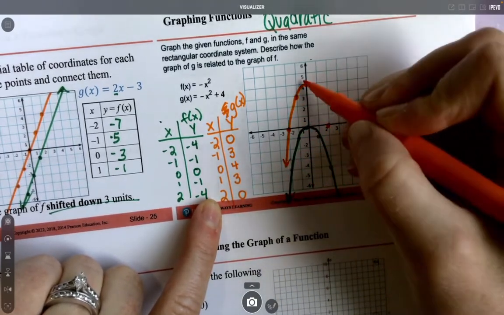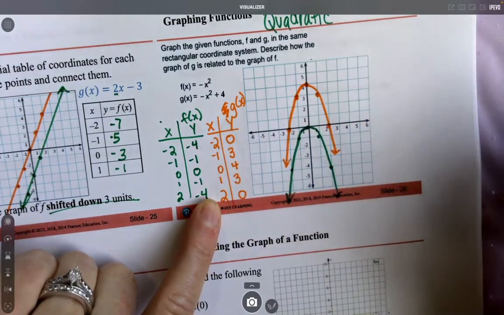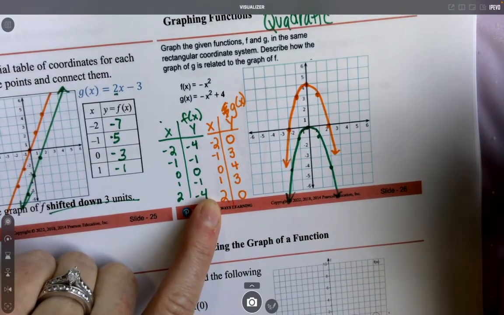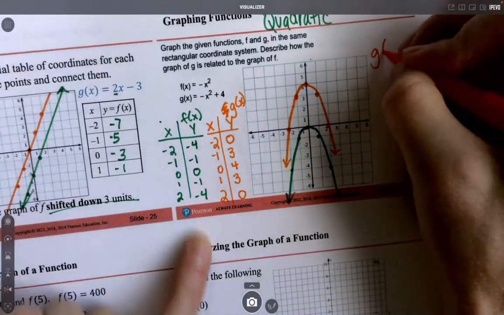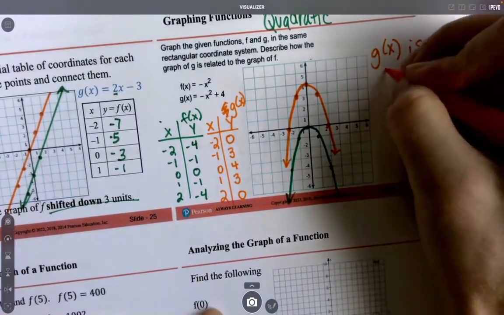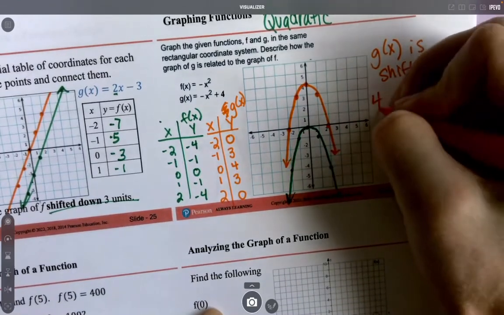It's also quadratic because of the x squared. So see how they're the exact same shape? Just the g of x is shifted up 4 units.